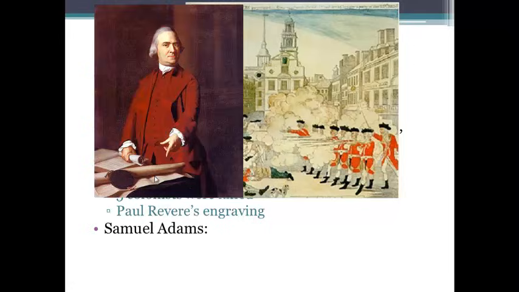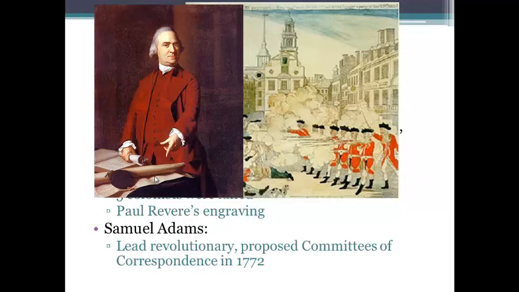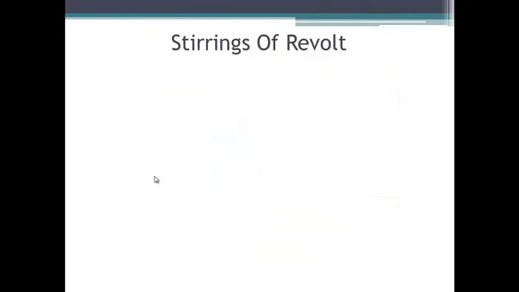One of the leading revolutionaries who spoke out against the Boston Massacre was a distant cousin to the second president of the United States, John Adams, and his name was Samuel Adams. And he proposed committees of correspondence in 1772, which was another example of colonial unity, where the colonies would get together and share stories and grievances and ways to keep up with the revolutionary spirit.